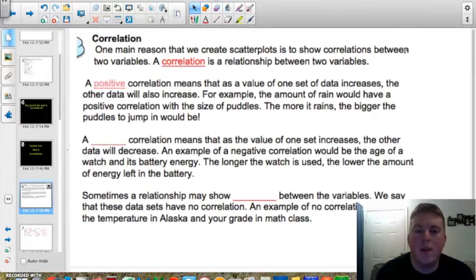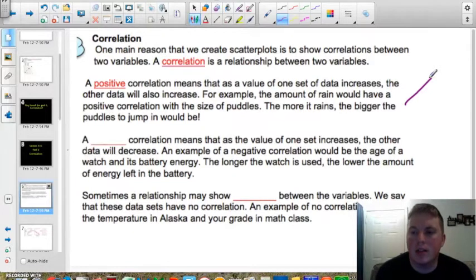So if we have a positive correlation, that means as the value of one set of data increases, the other data will also increase. In other words, we have a positive slope or a positive rate of change. An example of this would be the amount of rain having a positive correlation with the size of the puddles. The more it rains, the bigger your puddles are going to be. A positive correlation would be going in a positive direction, something similar to this.